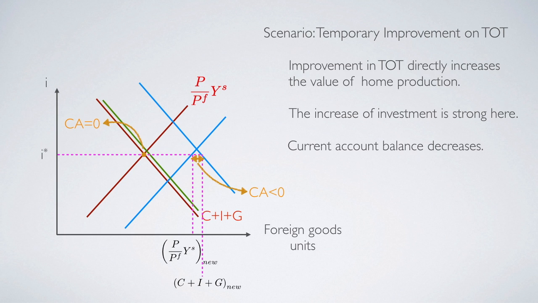Now we will see a current account deficit. So as we can see, in this example, a temporary improvement in the terms of trade actually decreases the current account balance.